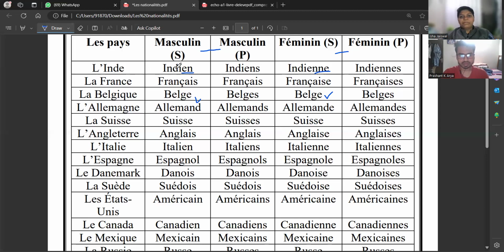India: Indien, Indienne. La France: Français, Française. The R we don't pronounce. Français, Française.